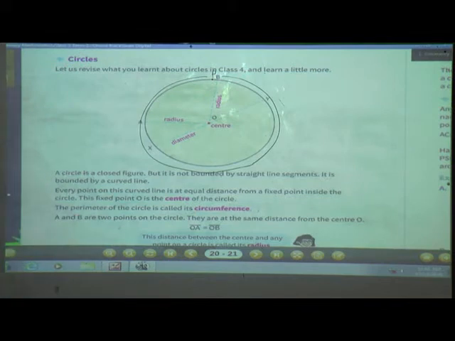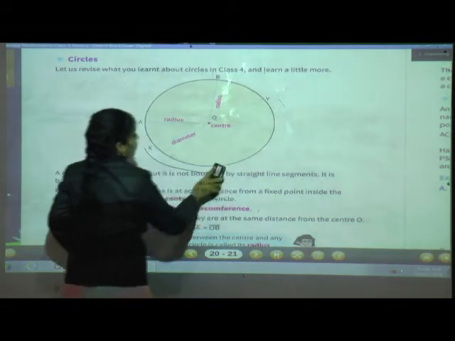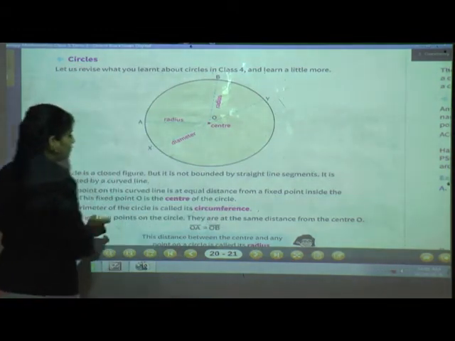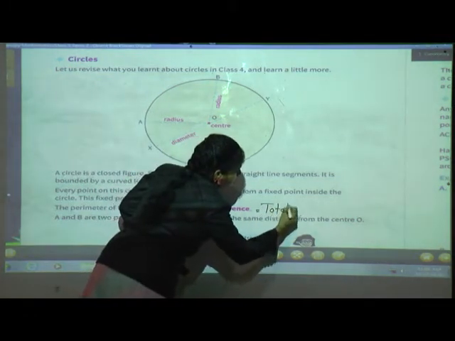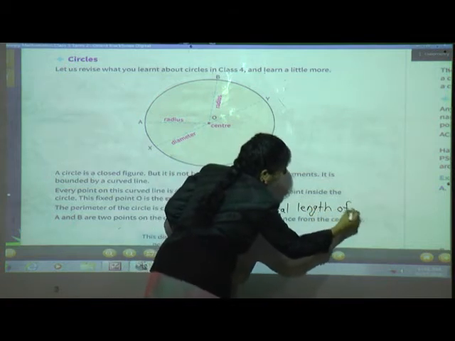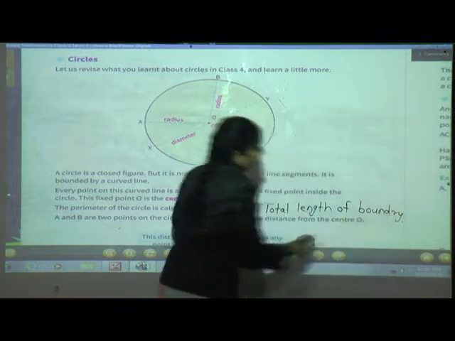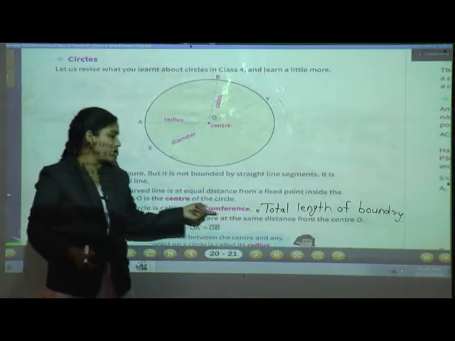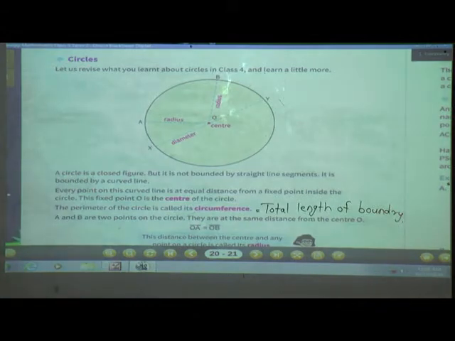Circumference is nothing but the total length of the boundary. See, circumference is equal to the total length of the boundary of a circle. So students, have you understood the circumference? Yes. Now we see the next one.